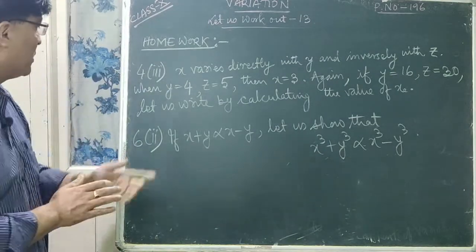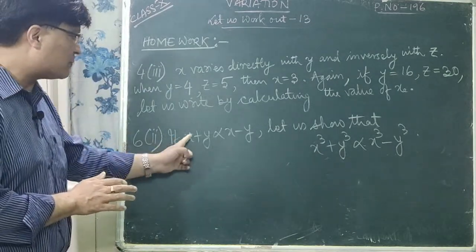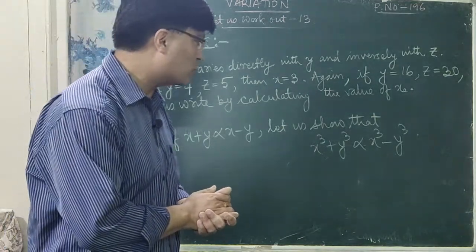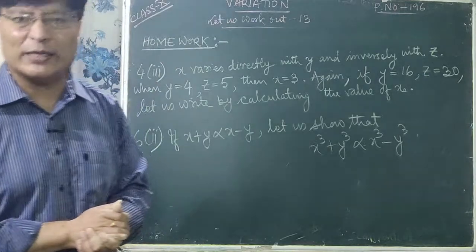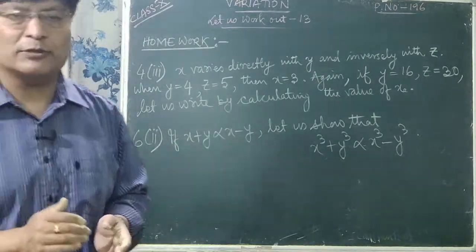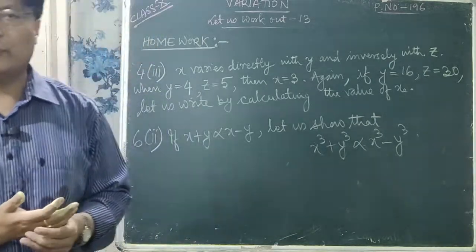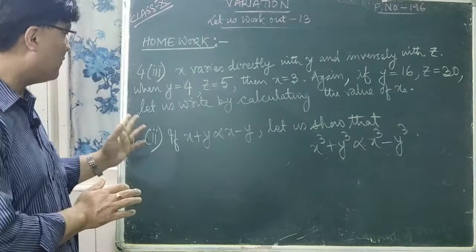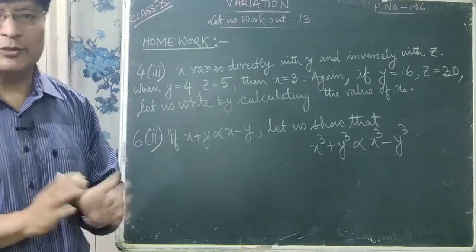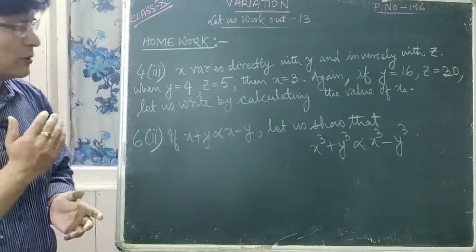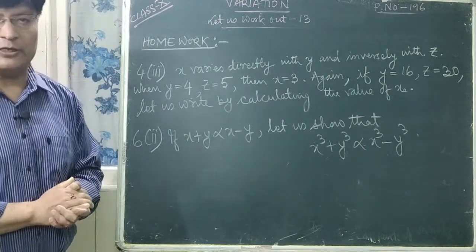Okay, 6 number 2 is, if x plus y is proportional to x minus y, let us show that x cube plus y cube is proportional to x cube minus y cube. And this problem is same as 6 number 1 and 6 number 3. Okay, so you first do that 6 number 1 and 6 number 3, then it will be easier for you to do this 6 number 2. So this much is for today. In the next online class we'll do more problems on this chapter, that is variation. Okay.